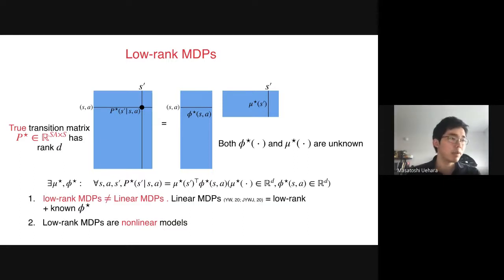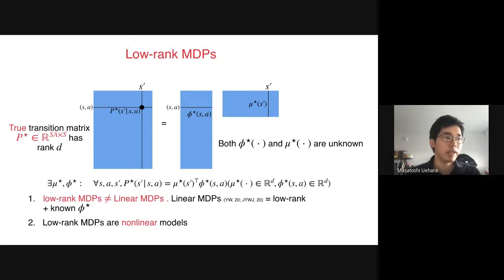And I'm going to stress that this is different from linear MDP. Linear MDP has several definitions, like Lin Yang and Mengdi Wang's paper, and also Chi Jin and his co-authors' paper. But in both cases, they assume that features are known. Instead, in low-rank MDPs, we don't assume features are known. So that's a huge difference.